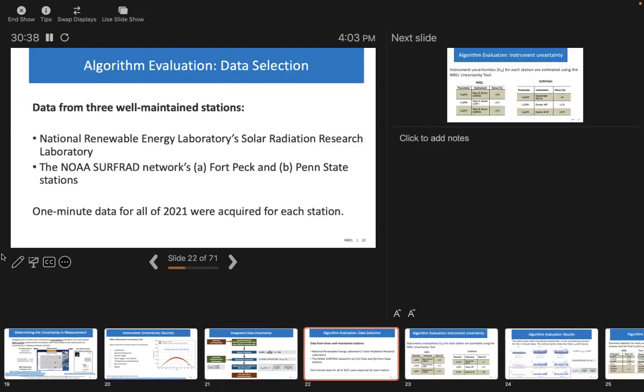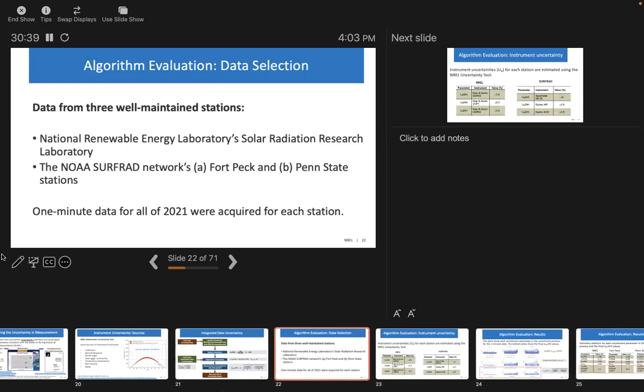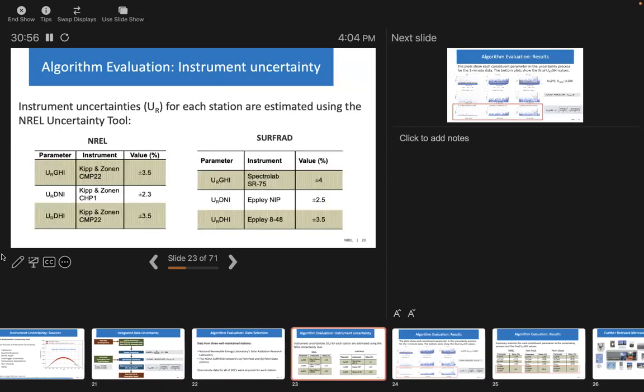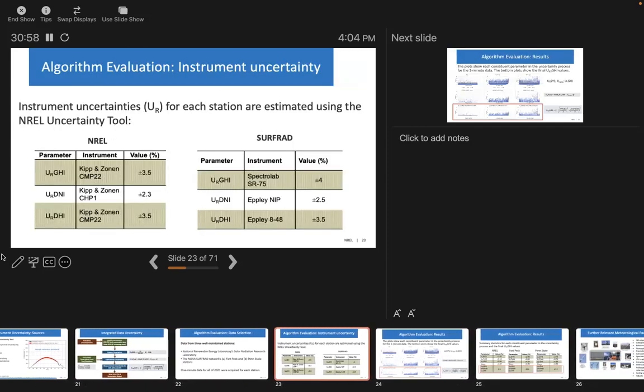I'll show you an example of data from 3 measurement stations. One is our NREL station, 2 are NOAA's SURFRAD stations. These are very high quality stations. Everybody uses these for validation checks on other models. So we chose 2 of them. 1 minute data for 2021, 1 year of data. So here's the inherent uncertainty in the instrument.